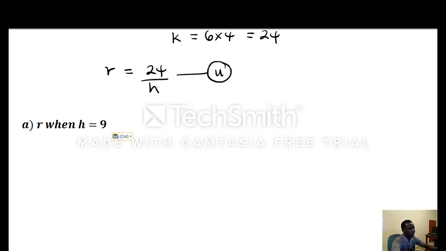A says we should find R when H is equal to 9. We are going to do a direct substitution, and this will give us R is equal to 24 divided by 9, which is equal to, what can go between 24 and 9? 3 can divide. 3 into 9 is 3, and 3 into 24 is 8, leaving us with R to be equal to 8 divided by 3, which is equivalent to 2 whole number 2 over 3.